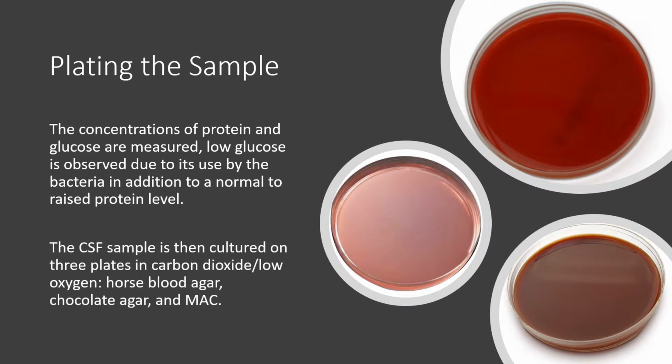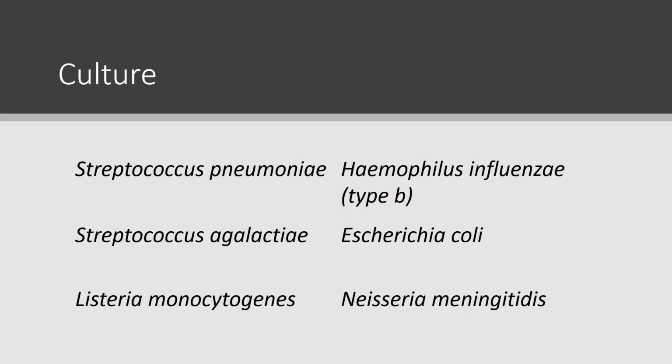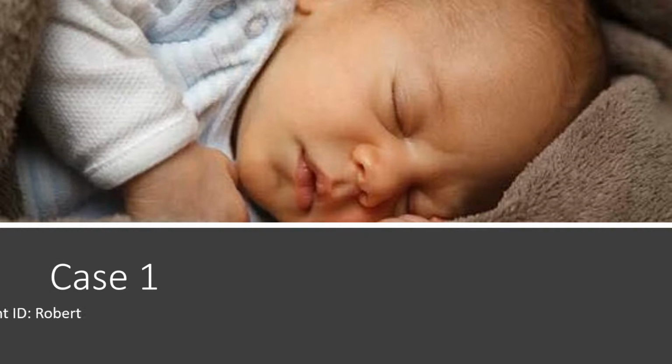The CSF sample is then cultured on 3 plates in 5% carbon dioxide: horseblood agar, chocolate agar, and MacConkey. A swab from the site of infection is also used for a gram stain. The gram stain is the most important step for identifying the species. Since the CSF is sterile, any organism can cause a significant infection, but the major 6 organisms can be identified in a few steps. This is case number 1.